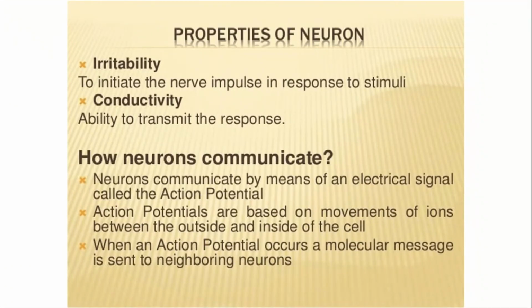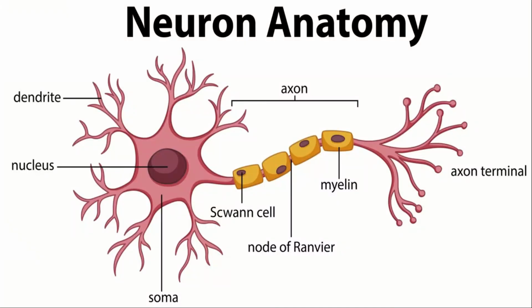Properties of neuron. First, irritability, to initiate the nerve impulse in response to stimuli. Next, conductivity, the ability to transmit the response. So how do neurons communicate? Neurons communicate by means of an electrical signal called an action potential. This action potential is based on movement of ions between outside and inside of the cell. When an action potential occurs, a molecular message is sent to the neighboring neurons. So this is a neuron anatomy. This diagram is very important for your exam.